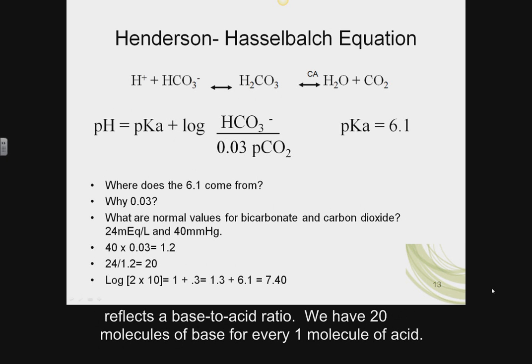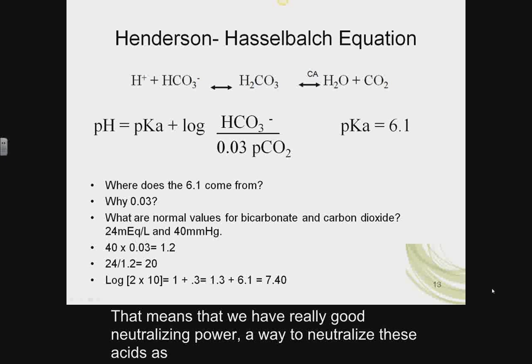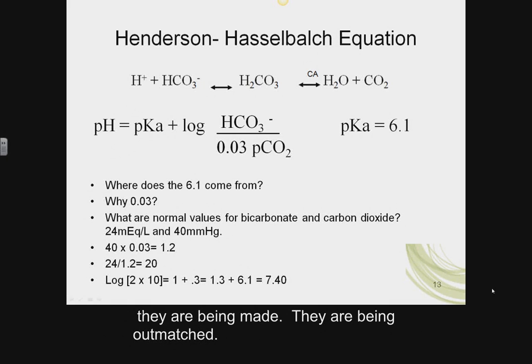That ratio of 20 to 1 is important. It reflects a base to acid ratio. We have 20 molecules of base for every 1 molecule of acid. That means we have really good neutralization power, a way to neutralize these acids as they are being made. They are being outmatched.